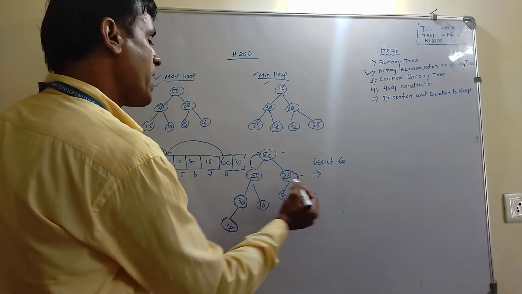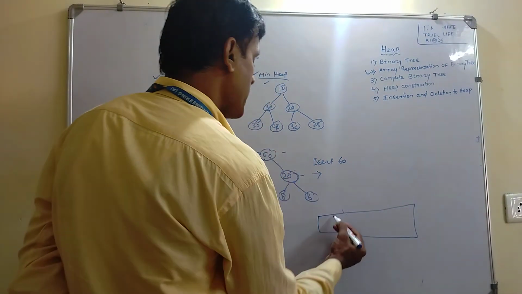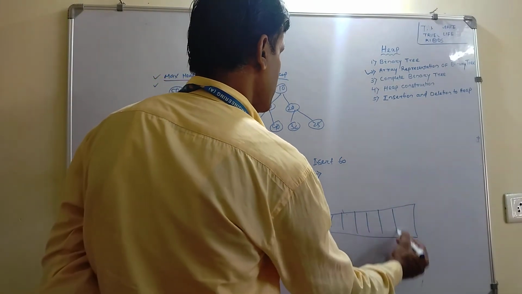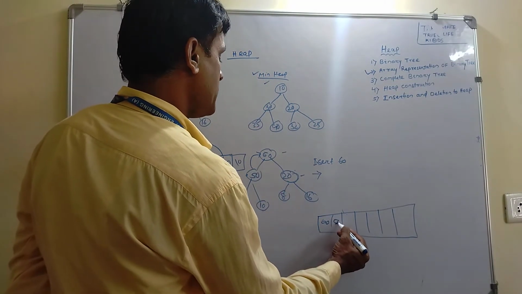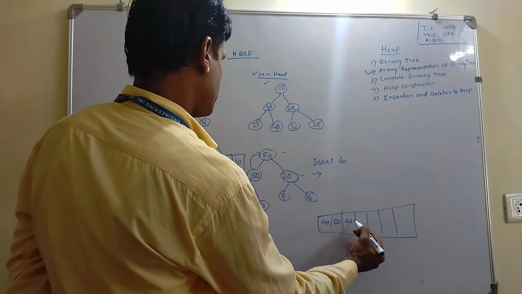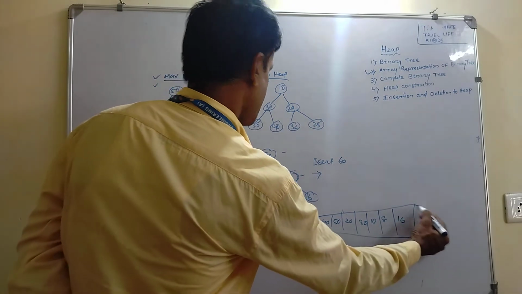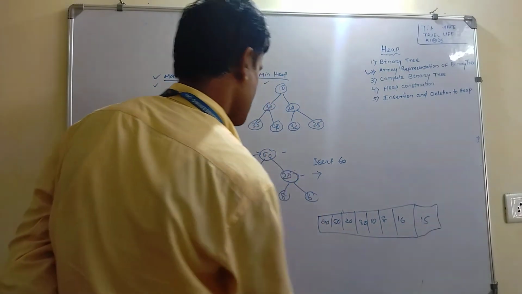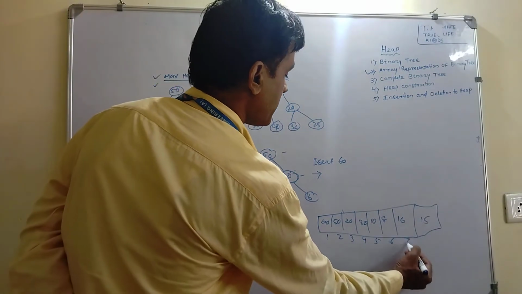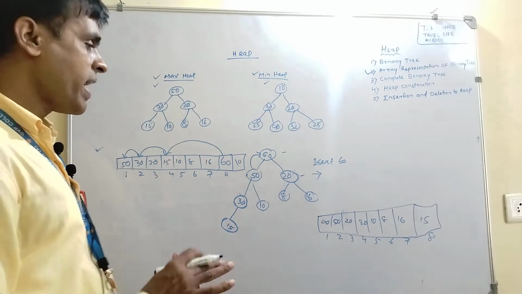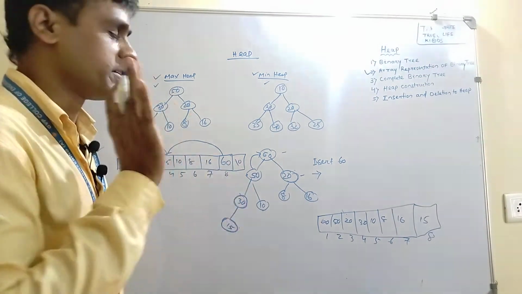So this is the way of adjustment. If you represent this, the array representation of this heap after adjustment is: first one is 60, second one is 50, then 20, then 30, then 10, then 8, then 16, then 15. This is 1, 2, 3, 4, 5, 6, 7 and 8. This is the way in which you can represent the insertion of a max heap.